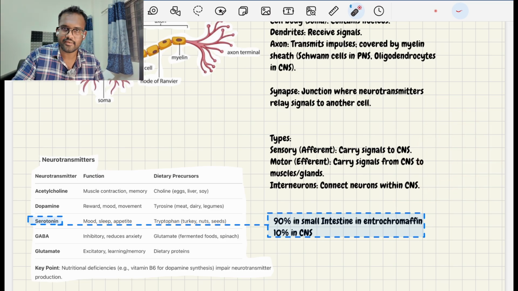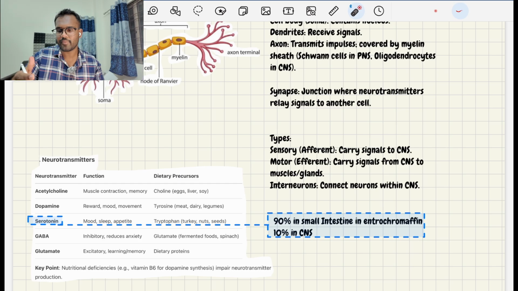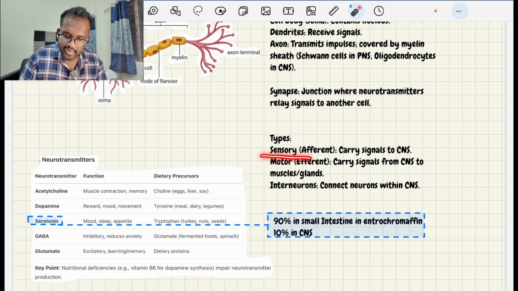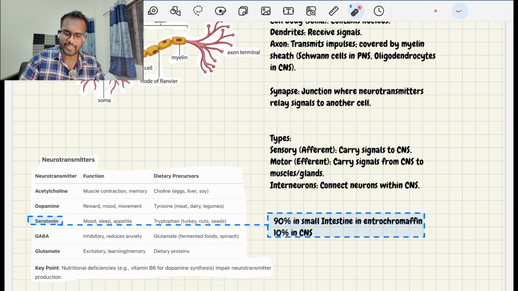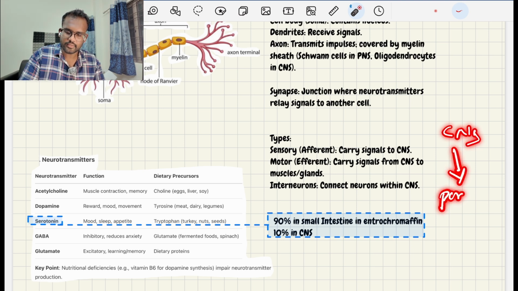It is called sensory. I can sense it. The senses are passing through my hand and to the CNS. So it's called sensory afferent. And what is called efferent? Efferent is nothing but the signal passing from the CNS to the particular organ or particular body part. So from the CNS to the particular organ, it is called efferent.